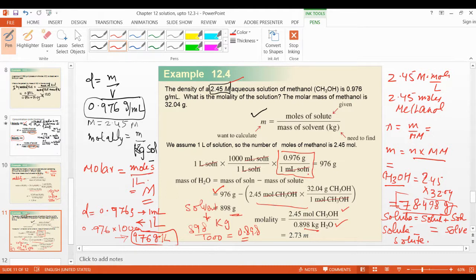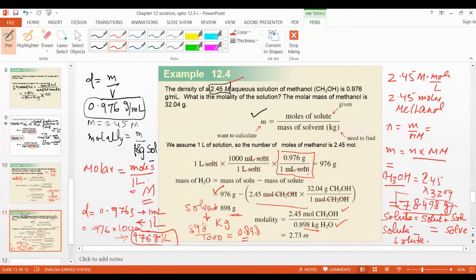So how do we get the solvent? If the density is given, the density will show the solution. It means this many grams of the solute are present in a solvent. You add up both, and you will get the solution. But how do you get the solvent from the solution?